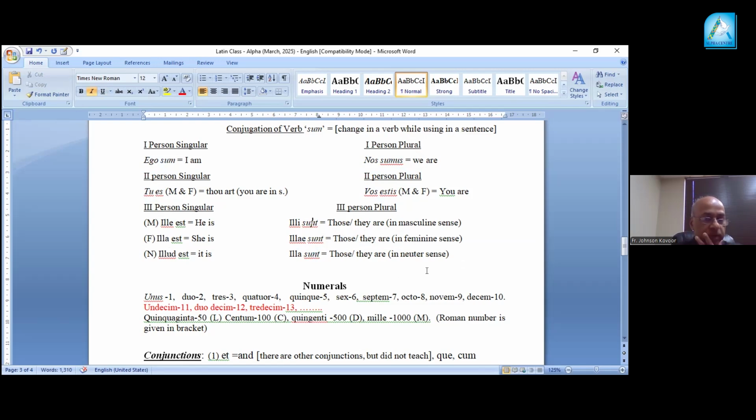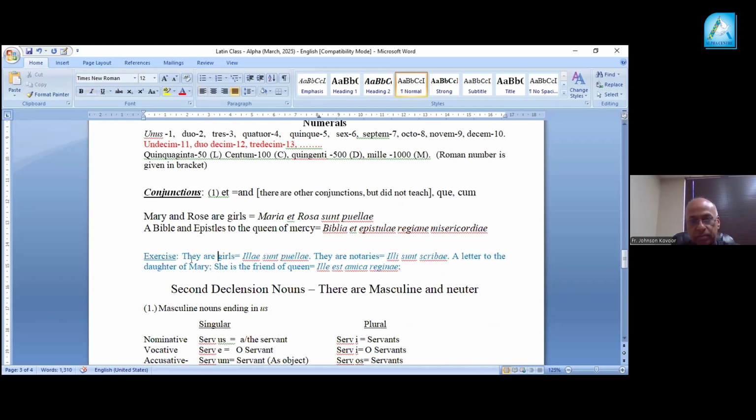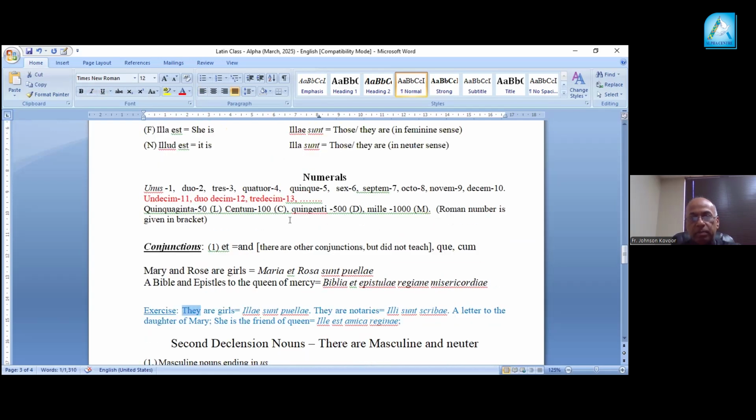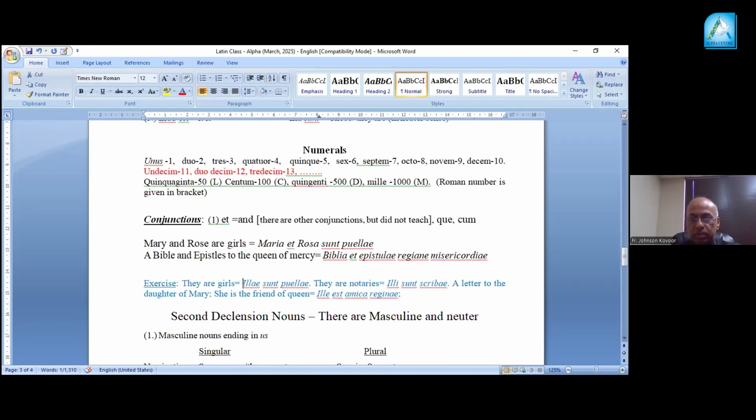So keeping this in mind, let us try to translate one or two. They are girls. For they, we want to use illae, because illae is the feminine plural. Illae sunt. The noun girl is puella, a first declension noun ending in a. But we are saying it about a plural, therefore puellae. Illae sunt puellae, they are girls.